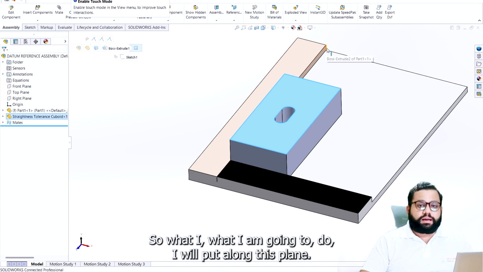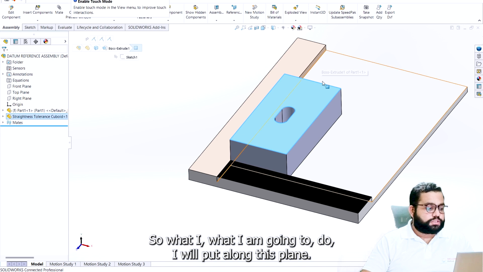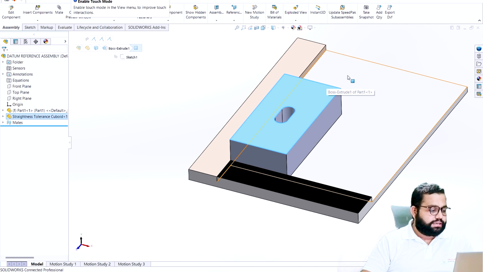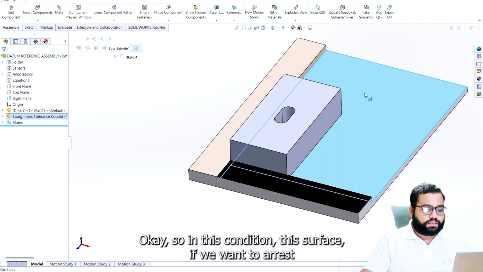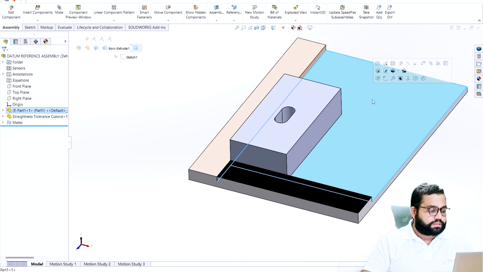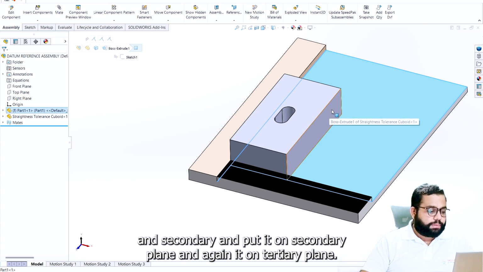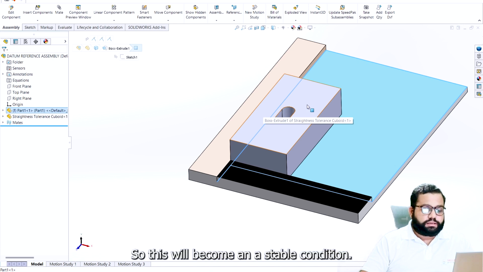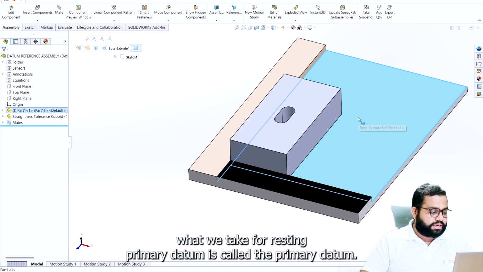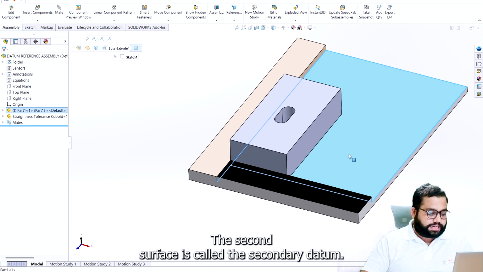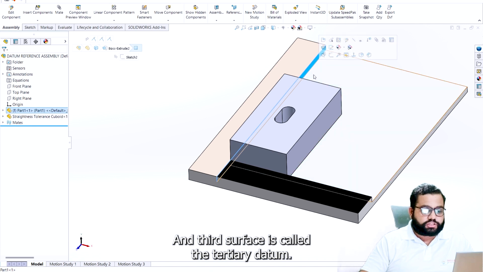Okay, so what I'm going to do, I will put it along this plane. Now what will happen? All the movements are arrested. So whenever we have a plane surface, if we want to arrest all degrees of freedom, we have to keep it on the primary plane, then on the secondary plane, and again on the tertiary plane. Then this becomes a stable condition. The first surface we take for resting is called the primary datum. The second surface is called the secondary datum and the third surface is called the tertiary datum.